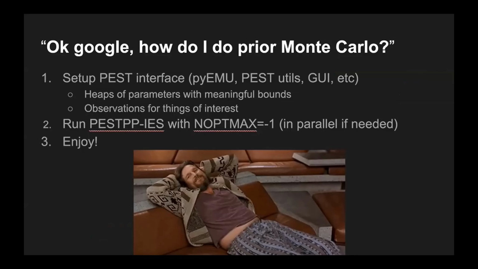So how would you do a prior Monte Carlo? Well, you set up your PEST interface just like you would using a variety of methods. In this case, you want to use lots of parameters, since there's no computational penalty for using lots of parameters in a prior Monte Carlo. You want to set bounds to be meaningful in a physically plausible sense, and you want to set up observations in your PEST control file for any of the things you might be interested in. Then with PESTPP-IES, if you specify the noptmax control variable to -1, it will generate the prior parameter distribution for you, draw the ensemble from that distribution, and run the ensemble forward in parallel for you. Then you simply enjoy the results.